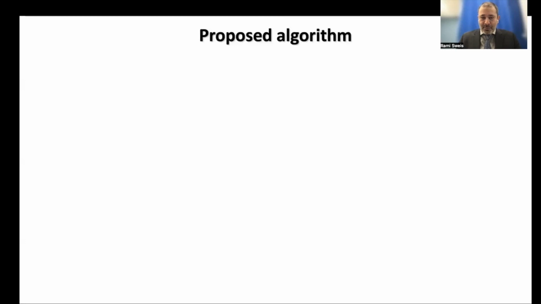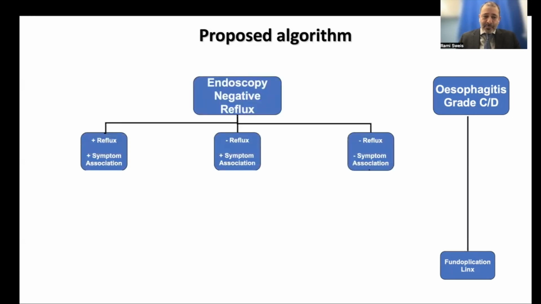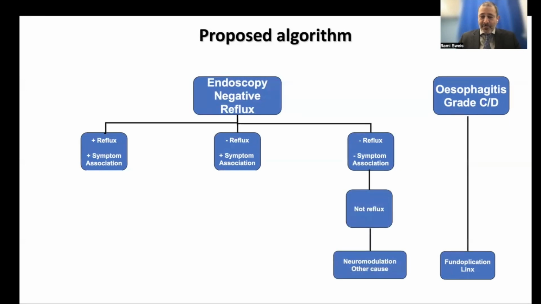This is just my interpretation of the data. If you have esophagitis, grade C or D, fundoplication or the LINX device is recommended. These have clear evidence that they objectively reduce acid reflux and reduce esophagitis. If you have endoscopy-negative reflux disease, remember this algorithm about how patients can be divided based on ambulatory pH monitoring. And if you have negative acid exposure and negative symptom reflux association, this is not reflux and we should consider neuromodulation or other causes of symptoms.